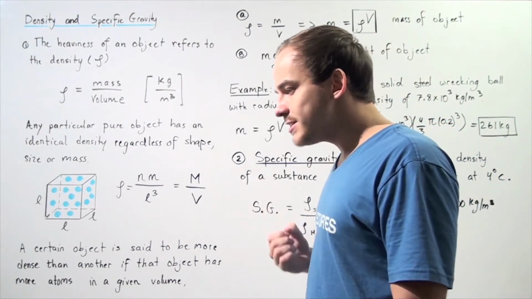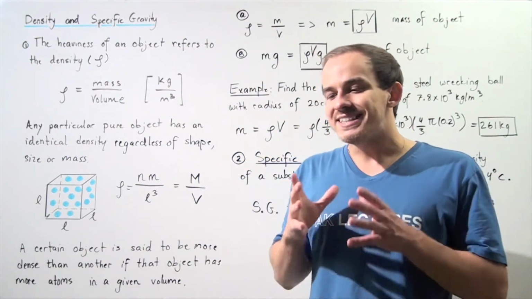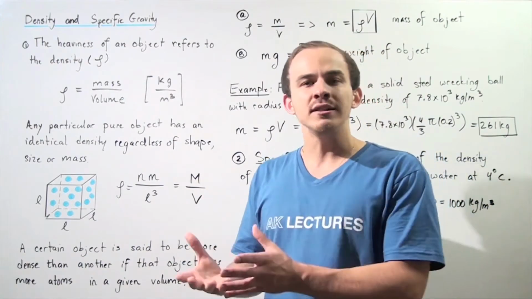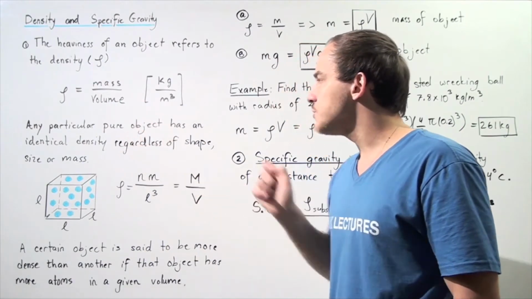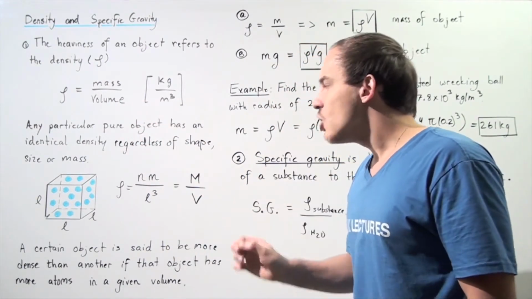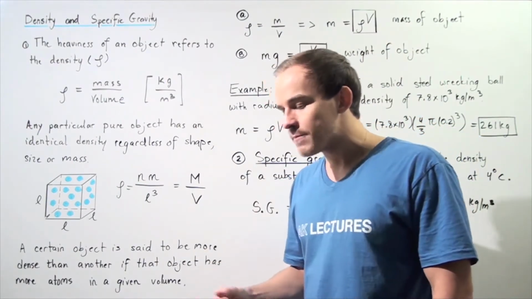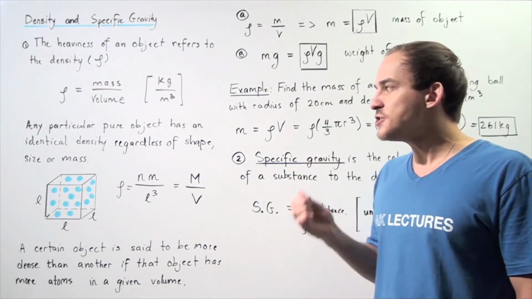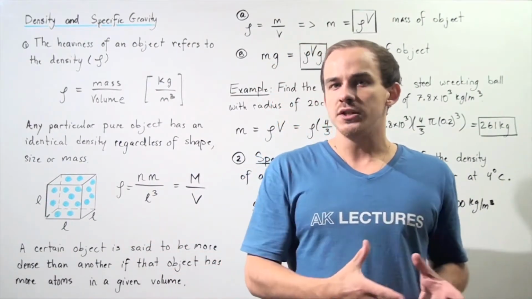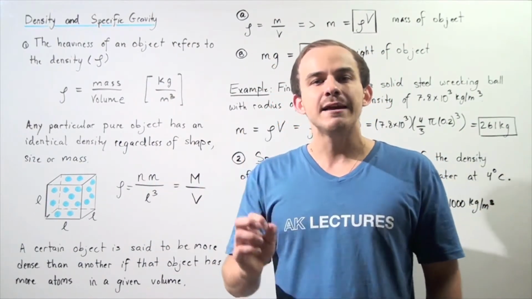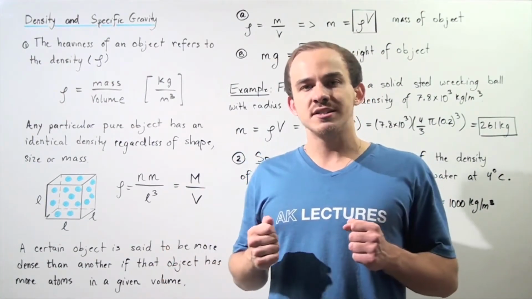Now, just earlier we said that density is an intensive property. What that basically means is density does not depend on the quantity of the object that we are using. So any particular pure object has an identical density regardless of the shape, size, and mass of our object. For example, if our pure object is pure gold, if we take a very large gold nugget and a very small gold nugget, well, the two nuggets will have the same exact density, regardless of the quantity of gold that we are considering.